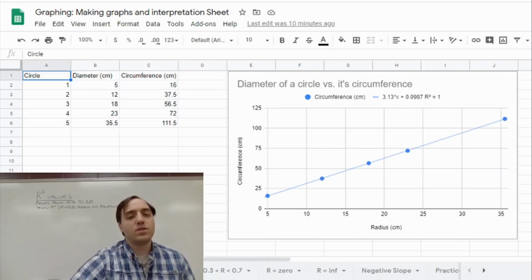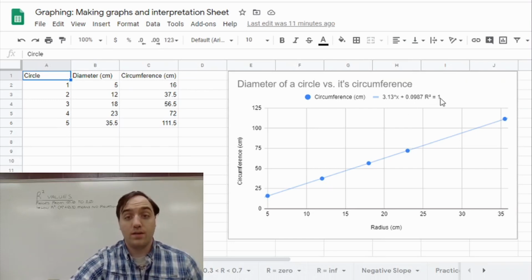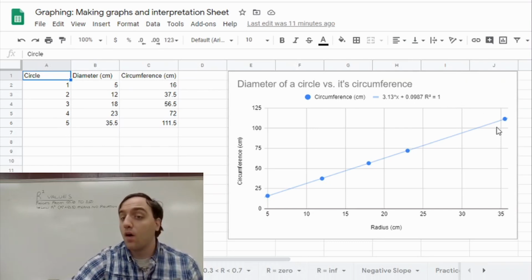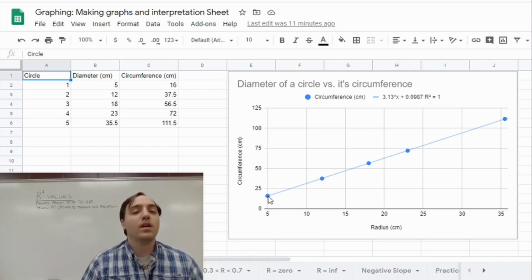On the other end of the spectrum, we have the diameter of a circle versus its circumference. And the R squared value here is 1. This means it's a perfect fit. And we can see this right here. All the points are directly on the line of best fit. There's a direct relation. There is a relation between the diameter of a circle and its circumference.